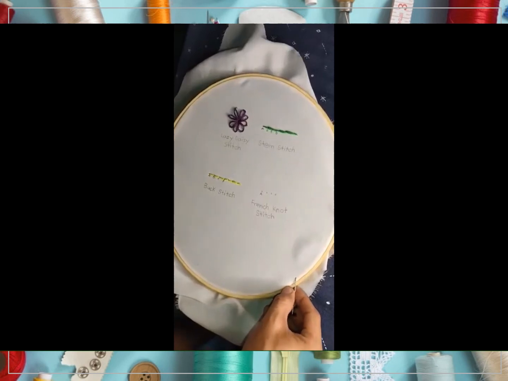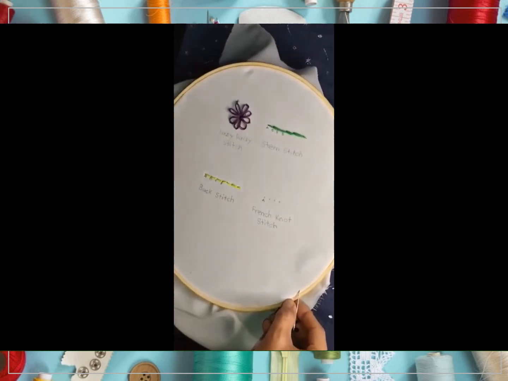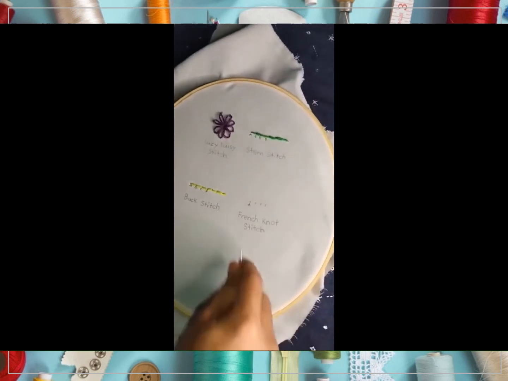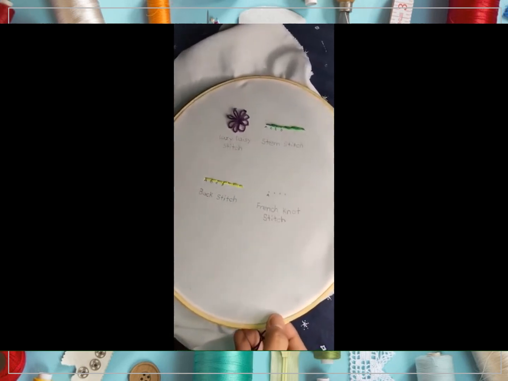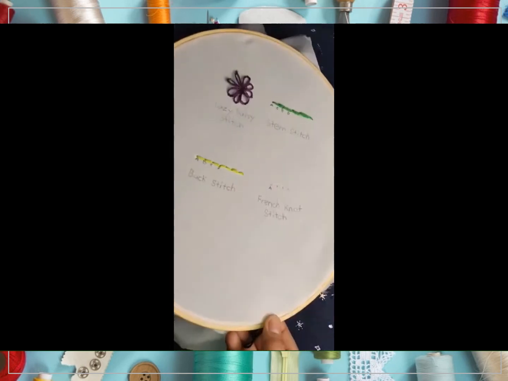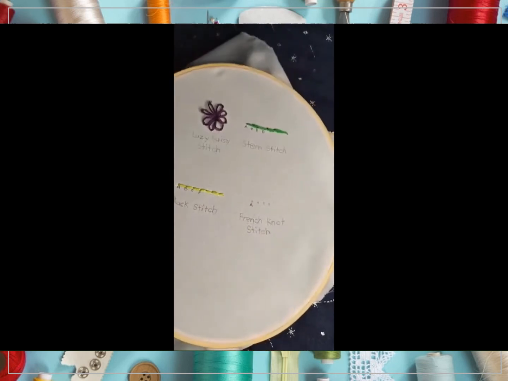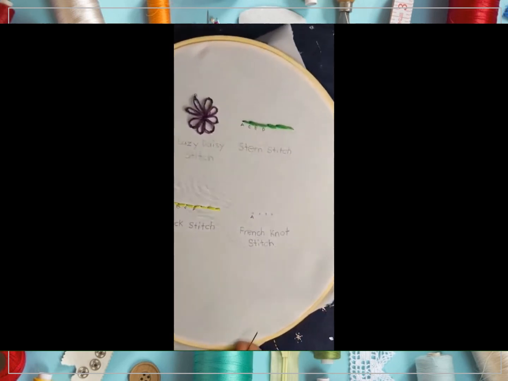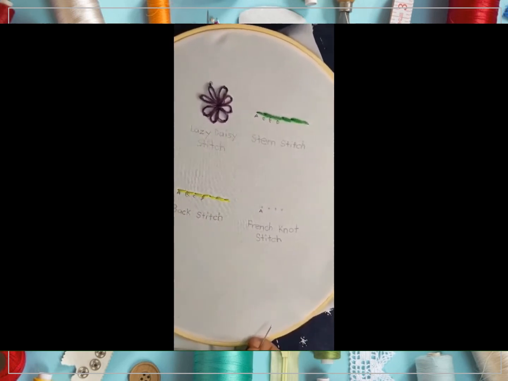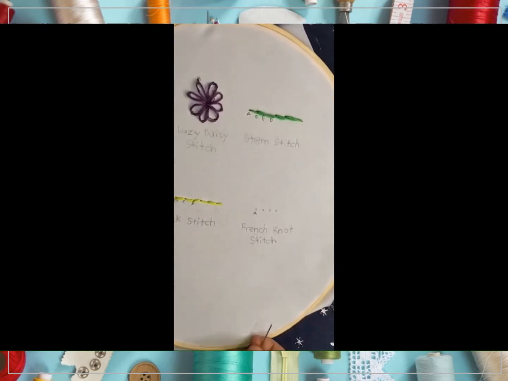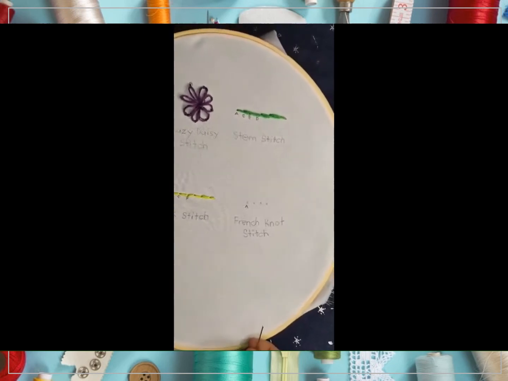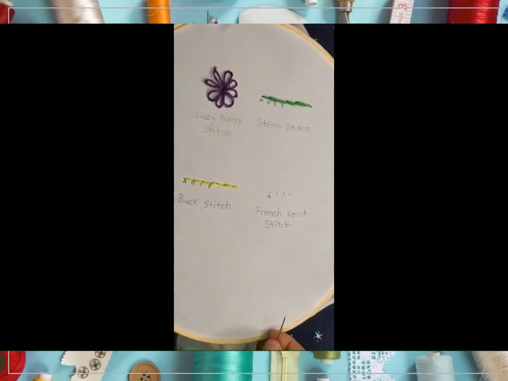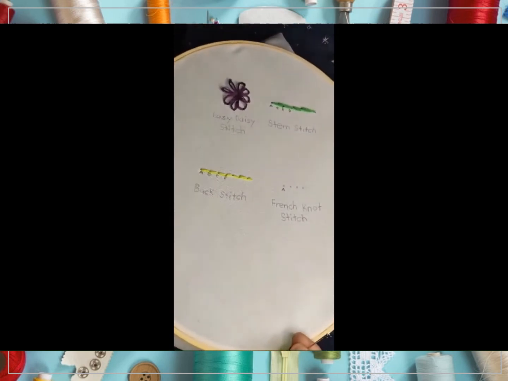And the last type of stitch that I'm going to demonstrate is the French knot stitch. The French knot stitch is one of the easiest of all knots. Interestingly, however, it is often held as one of the most difficult stitches to do. How to do the French knot?